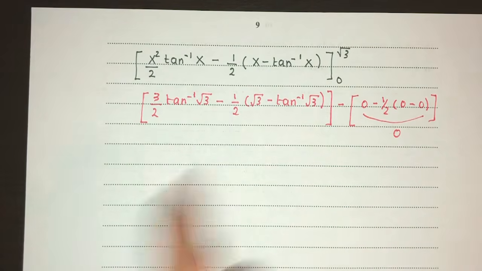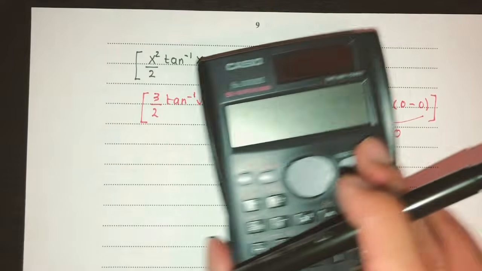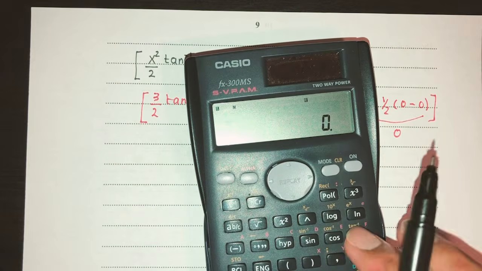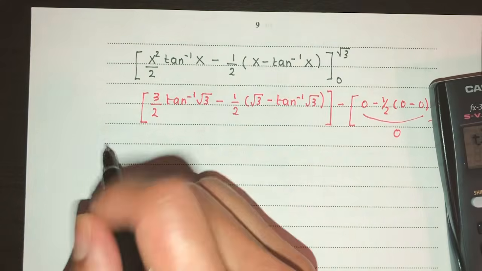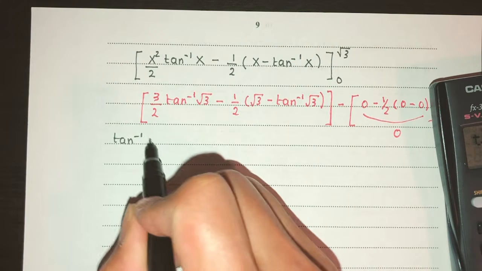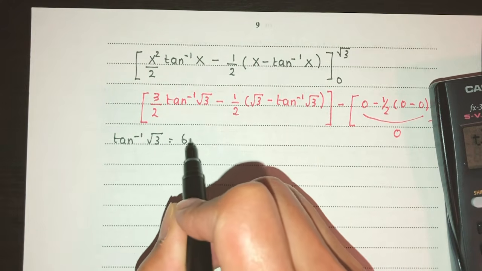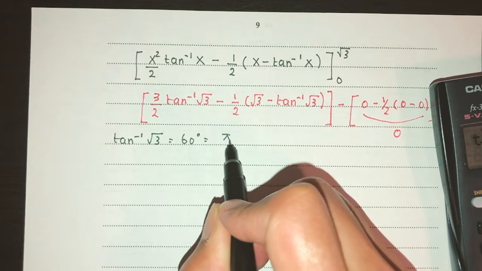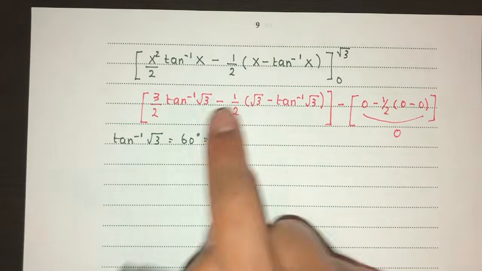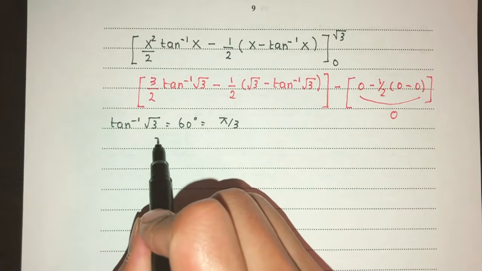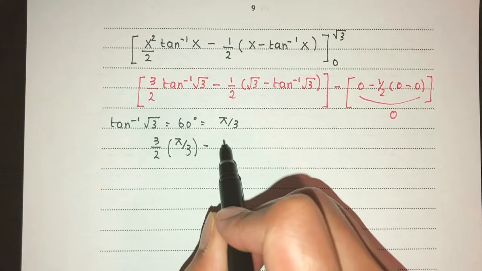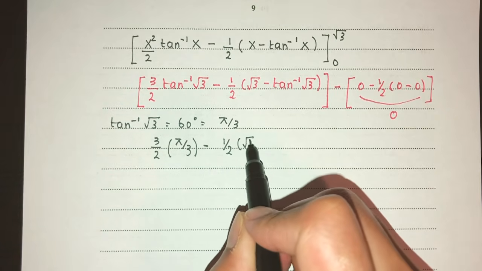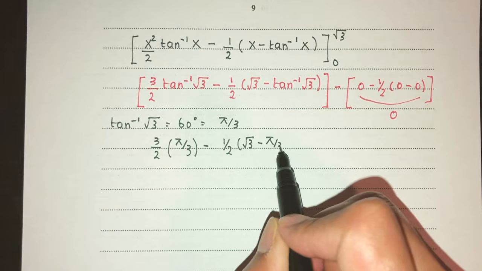Now we just have to simplify these values. Now what is tan inverse of root 3? If you compare with degrees, that should give you 60 degrees. So write this down. Tan inverse of root 3 is 60 degrees, and that is pi by 3 radians. Replace back in the equation, you will have 3 over 2 times pi by 3 minus 1 over 2 times root 3 minus pi by 3.